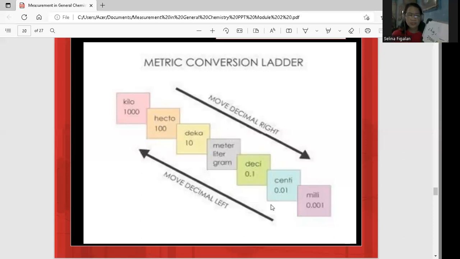But if it is only grams, class, it stops here. Look at this. If this is only grams, how many times does it jump? 1, 2, 3. So three. Add 3 zeros to that 2, which means that 2 kilograms is equal to 2,000 grams. That is how far it is.